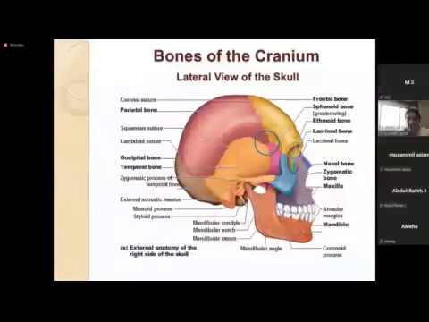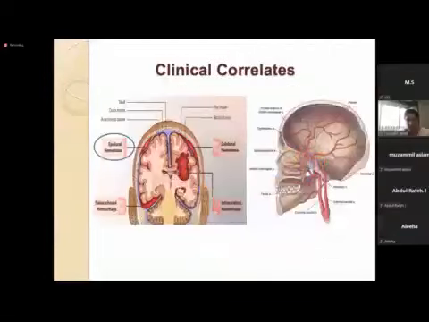Why is this point significant? Because beneath this pterion, or thinnest part, is the branch of the maxillary artery, which is the middle meningeal artery that passes beneath this point, and damage or a blow to this point can cause an epidural hematoma. Obviously, this is a life-threatening condition.